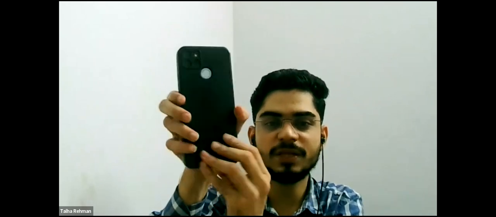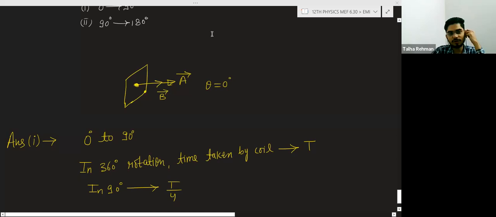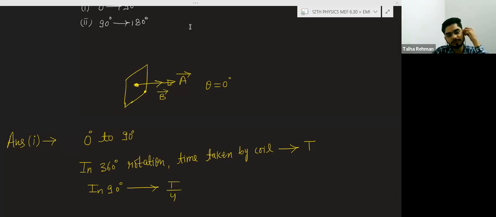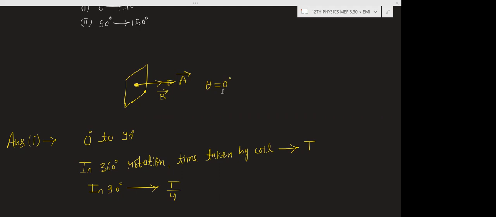So like this, this is the initial condition of the coil. So time taken T by 4 plus T by 4 plus T by 4 plus T by 4. So 4 times when you add T by 4, it will become T. Now got it, Nawal? Yes, sir. Nafisa and Matthew? Yes, sir.